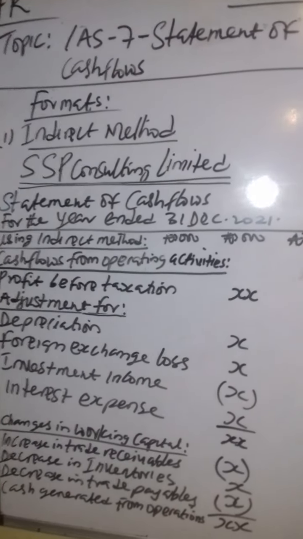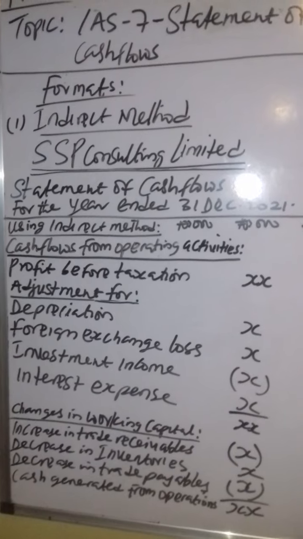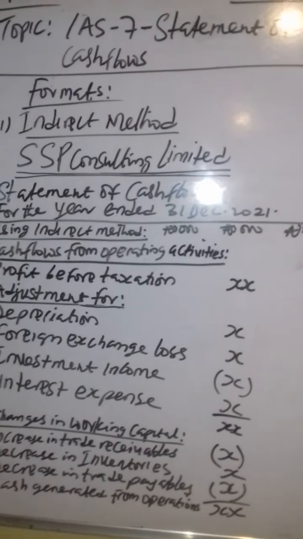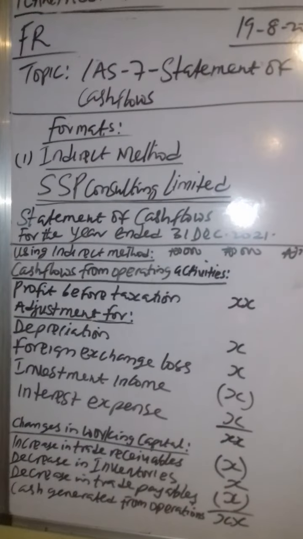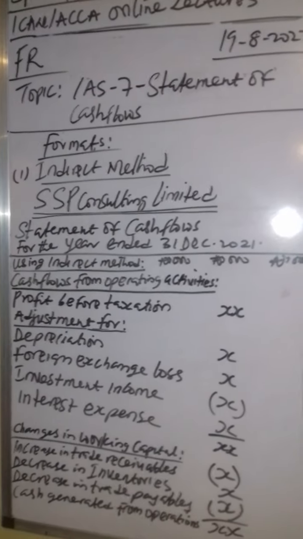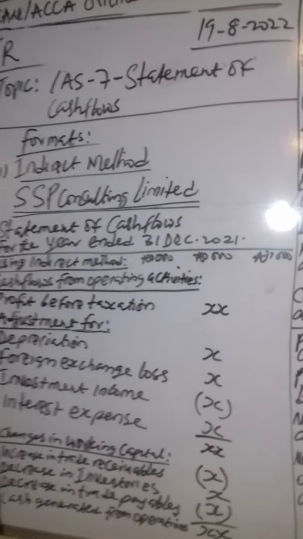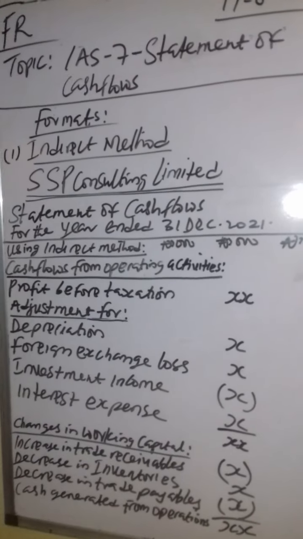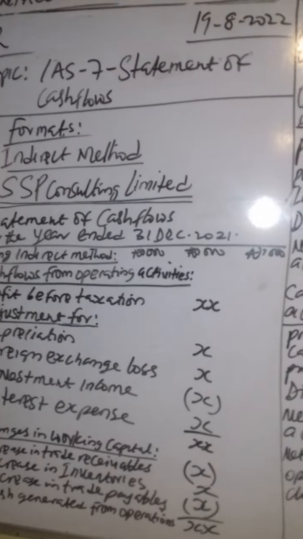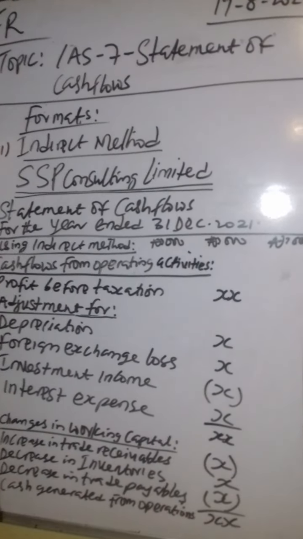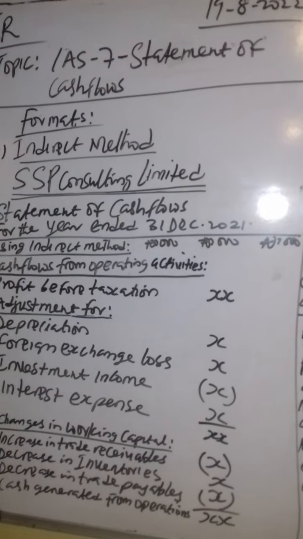I'll start using the indirect method. This is Speedy Success Consulting Limited. The first format is you write the name of the company, statement of cash flow for the year ended 31st December 2021. I use that year. Using the indirect method, I made 3 columns. It's not necessary, you can do 2 columns. The last column is the closing column.